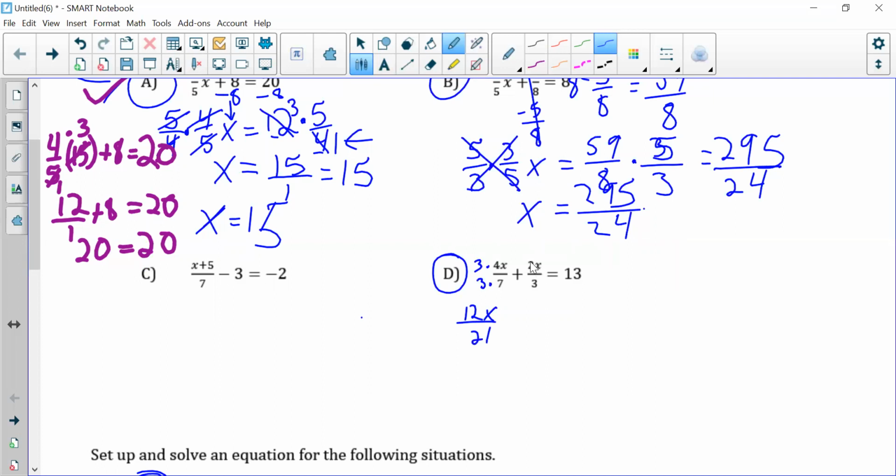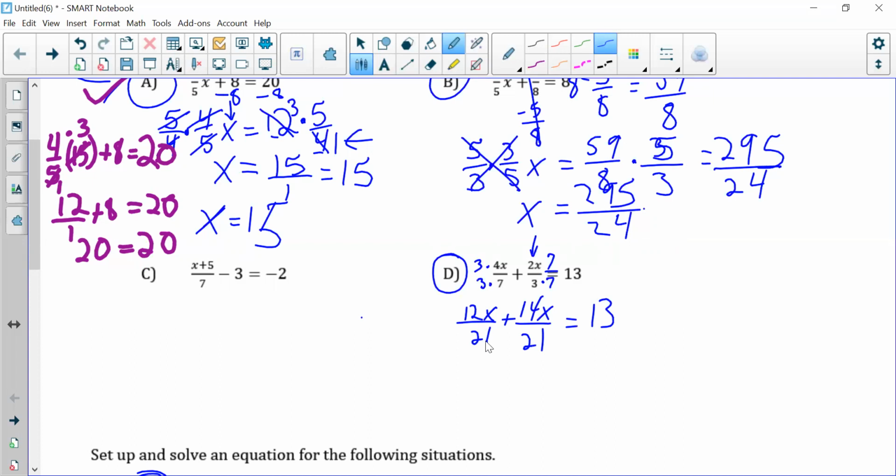All right, and then I want to convert this one to 21sts. So how do I get 3 to 21? Well, I multiply by 7. And what I do to the bottom, I have to do to the top. So this is going to be plus 14x over 21 equals 13. All right, now I can combine these together because I have like terms.